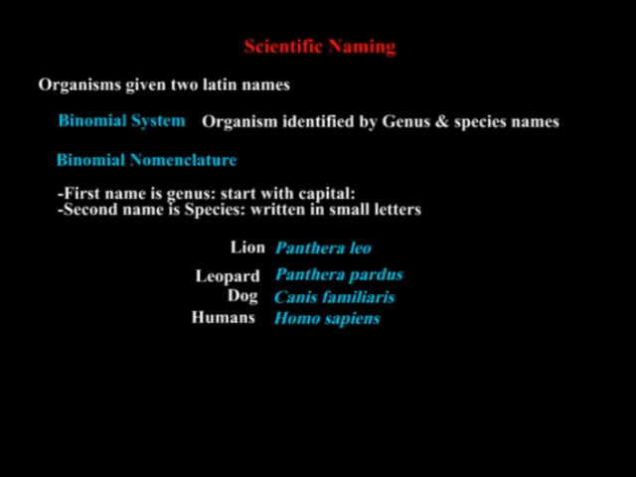The leopard is known as Panthera pardus. The domestic dog is called Canis familiaris. Humans are recognized as Homo sapiens. The information given above suggests that the lion and the leopard are closely related since they belong to the same genus. They, however, belong to different species.